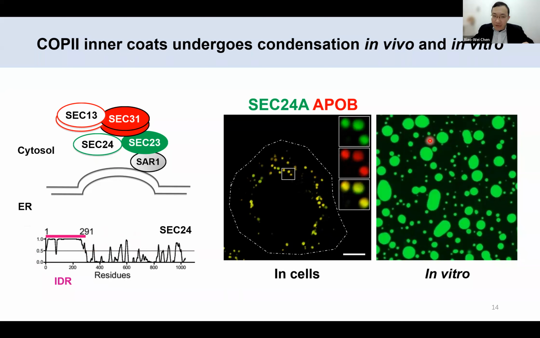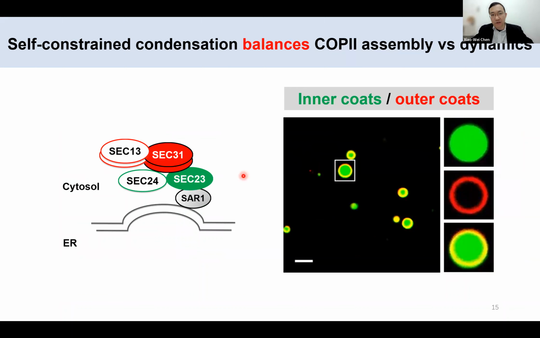However, as far as we can tell, the condensation or phase separation of the COPII machinery is very unique in its self-constrained nature. Shown here again, the inner coat subunits are colored in green. In conditions when the inner coats can phase separate and form these liquid droplets in vitro, the outer coat shown here in red actually cannot. Nevertheless, they can be recruited by the inner coat droplet and then get enriched. So in other words, COPII condensation can function as an assembly-promoting mechanism.